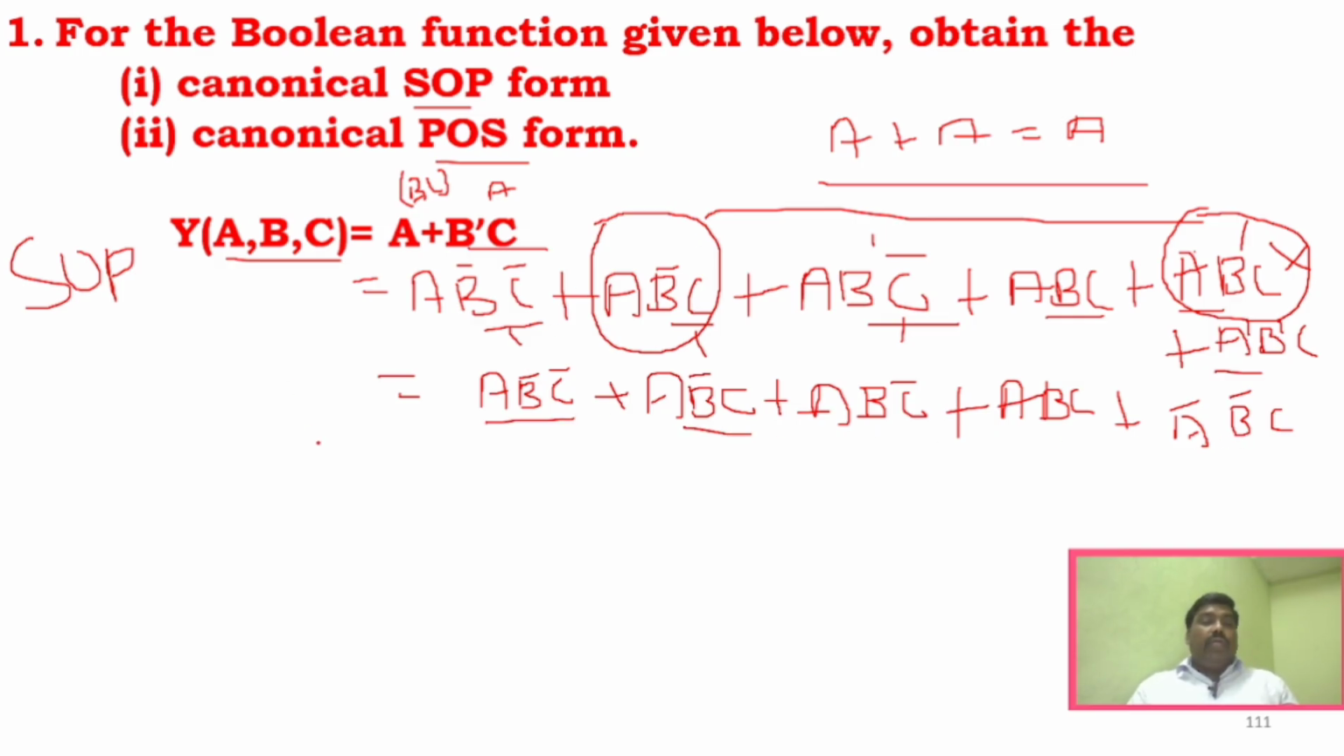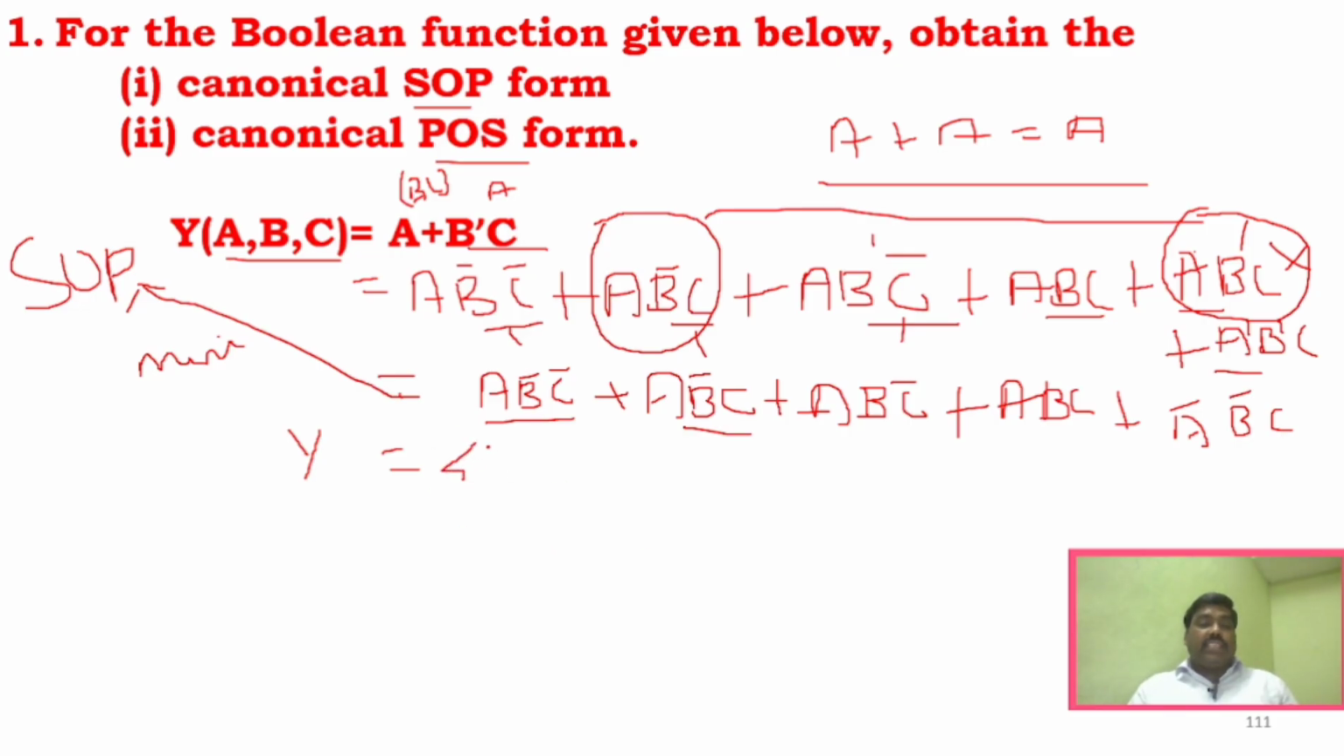Correct? Now, how will I simplify this expression? In SOP form, we have obtained this as the canonical form of this particular SOP. And we need to find out the canonical form of POS. But before that, we need to simplify this expression. How will I simplify this? First, we will write this in binary.